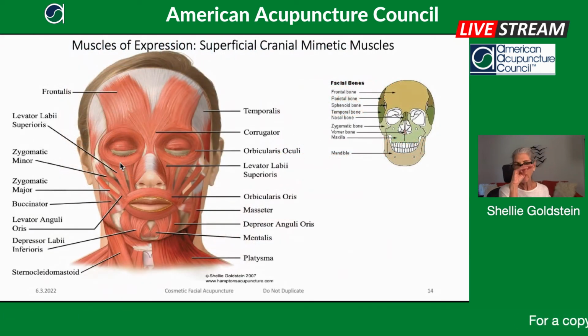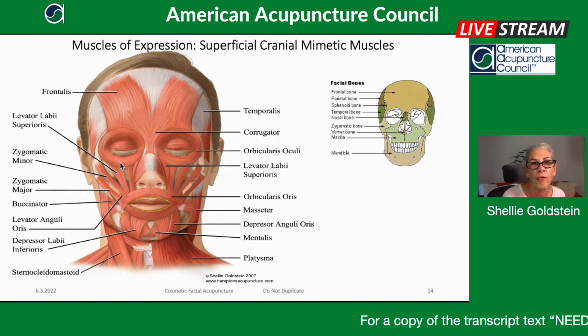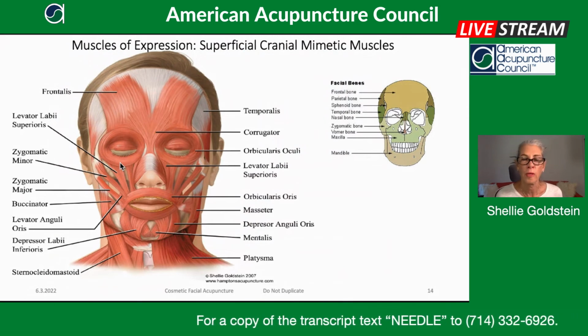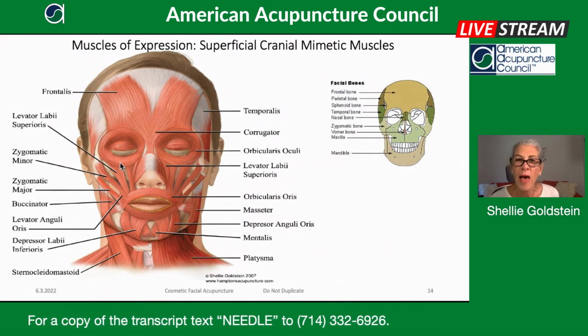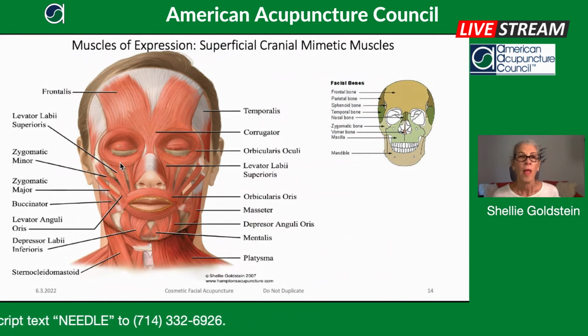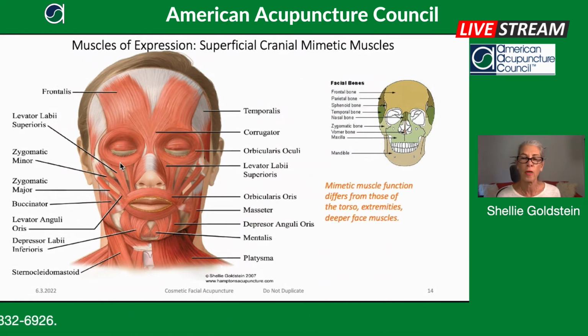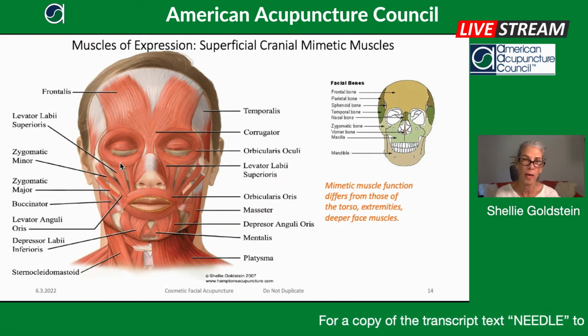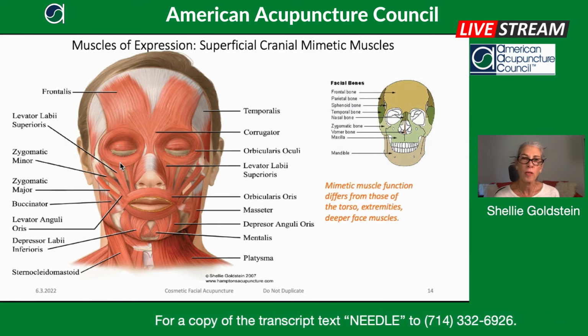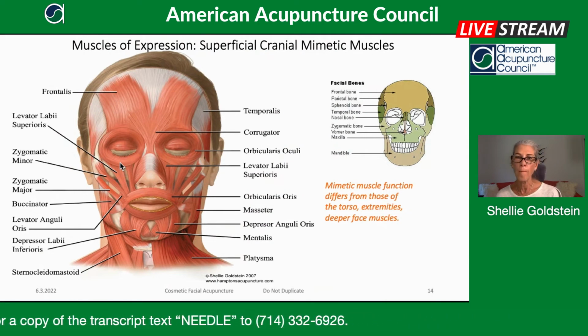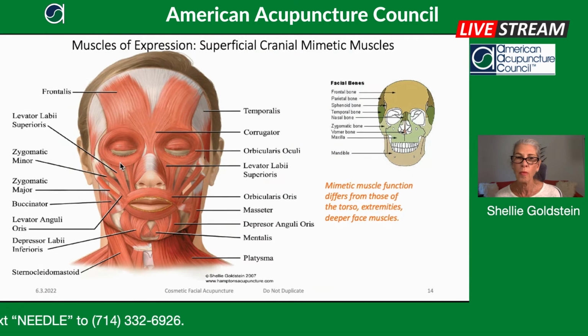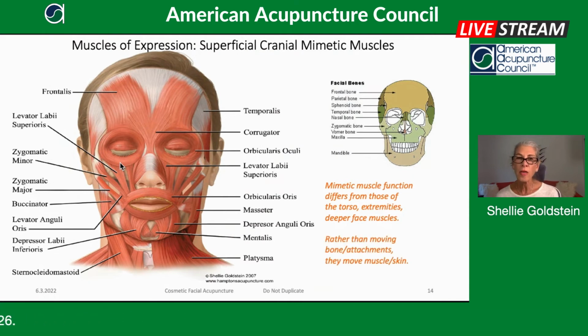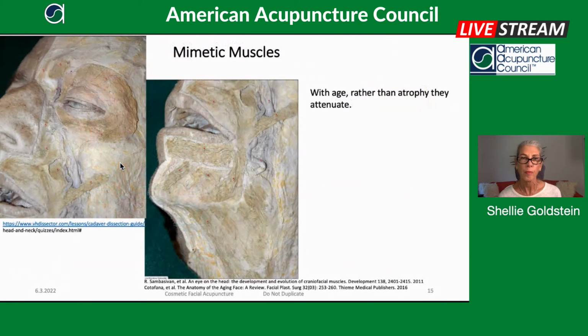Now, the superficial muscles are a little different. We call them the muscles of expression or mimetic muscles. And these muscles are different than the rest of the muscles on the face and the deep muscles of the face and on the body. The mimetic muscles are designed to move other muscles and move the skin. So rather than moving bone or bony attachments, they're going to move muscles and they're going to move skin.